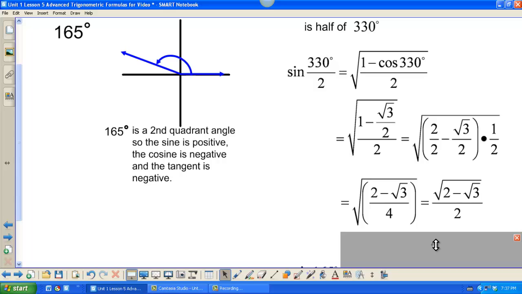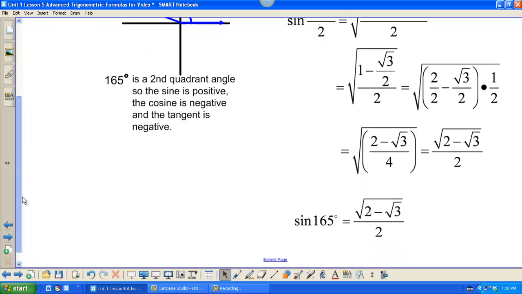Next, I rewrote 2 minus root 3 over 2, and I multiplied it by 1/2 to get a 4 in the denominator. And then I simplified the numerator to be the root of 2 minus root 3, and the square root of 4 is 2. So my final answer, the sine of 165 degrees, is the square root of 2 minus root 3 all over 2.